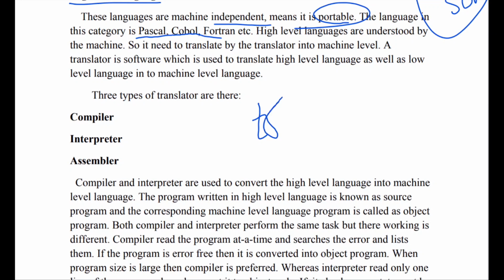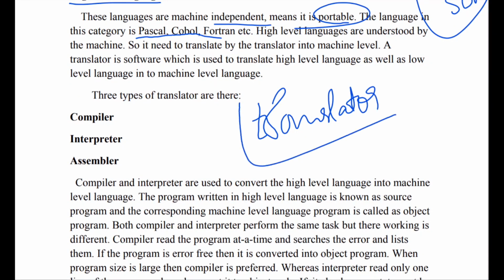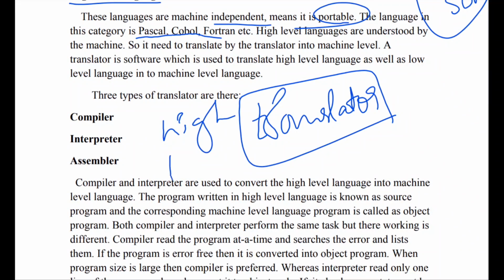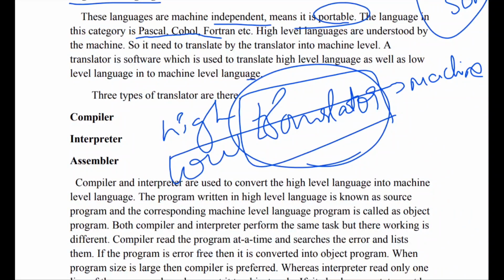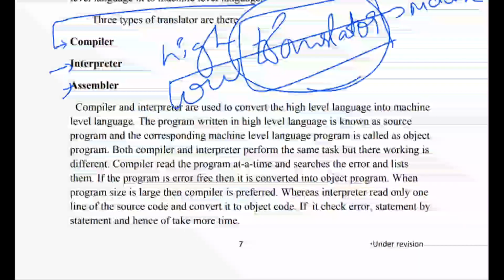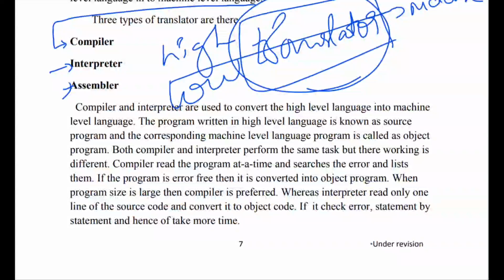A translator is a software which is used to convert high level language and low level language into machine level language. So, there are three types of translators. The first one is compiler, then interpreter, and assembler. Compiler and interpreter are used to convert high level language into machine level language.